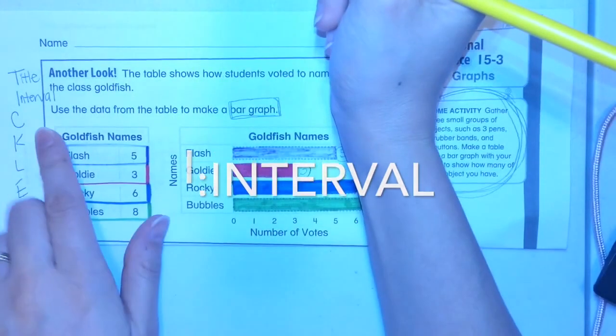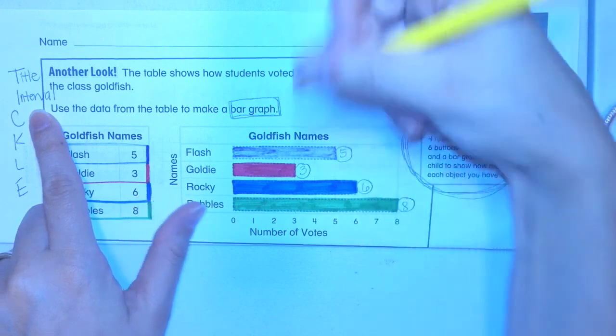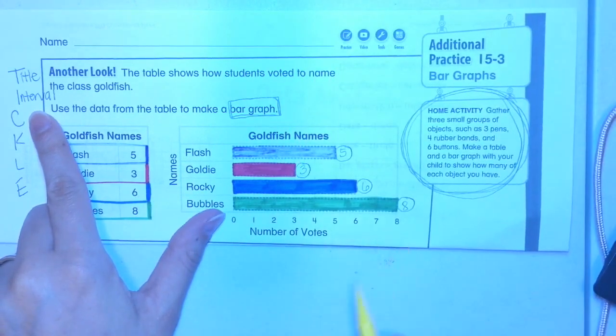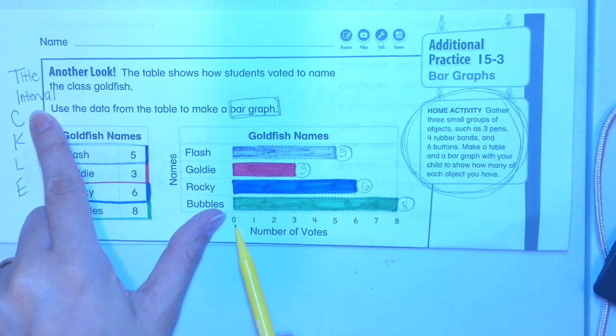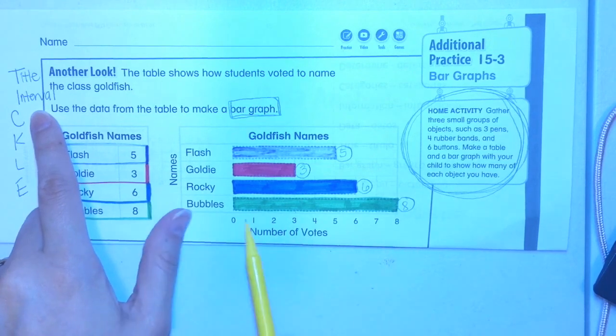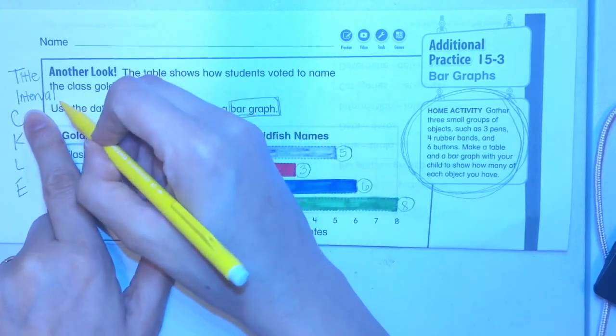An interval is what we're counting by. So if you look here, 0, 1, 2, 3, 4, 5, 6, 7, 8. They're only counting by 1s, but other times you're going to have a graph where it might be counting by 2s, it might be counting by 5s, it might be counting by 10s. So that's why we have to notice the interval.